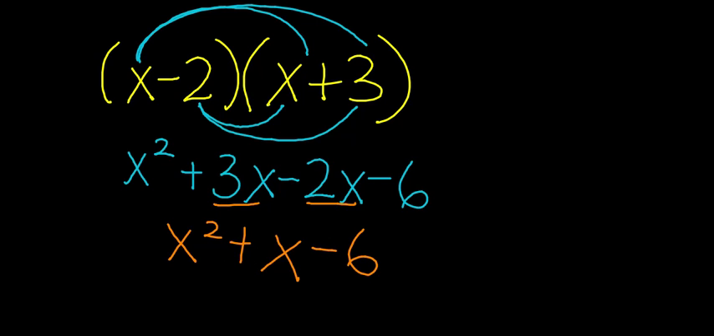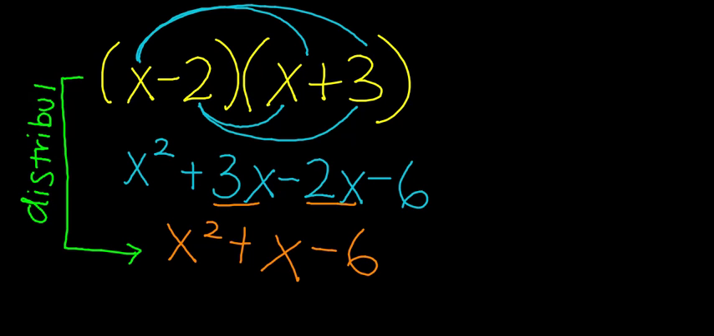So that's more or less where we were a couple classes ago, and last class as well. We talked about this process and we called it distribution. That's what we were doing here. We were distributing one binomial to another binomial.